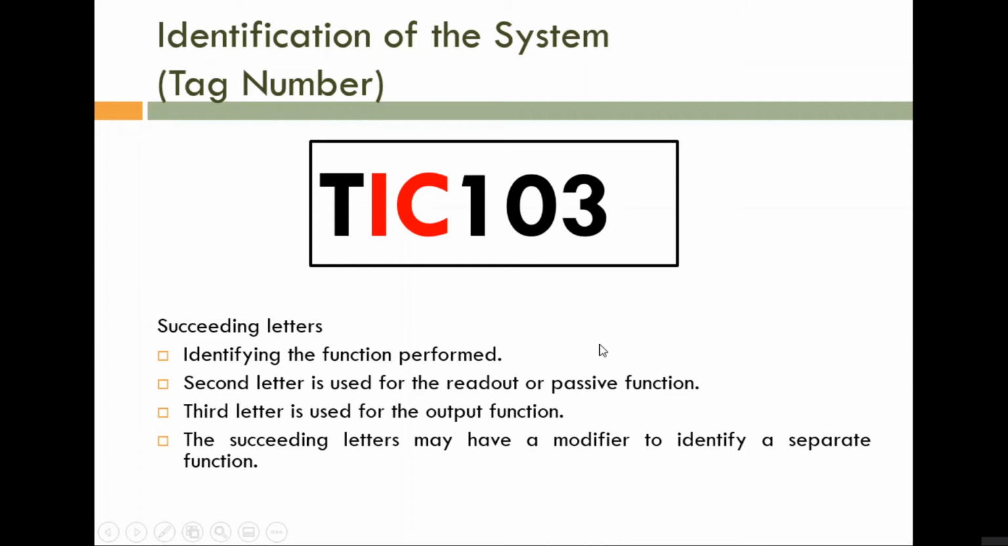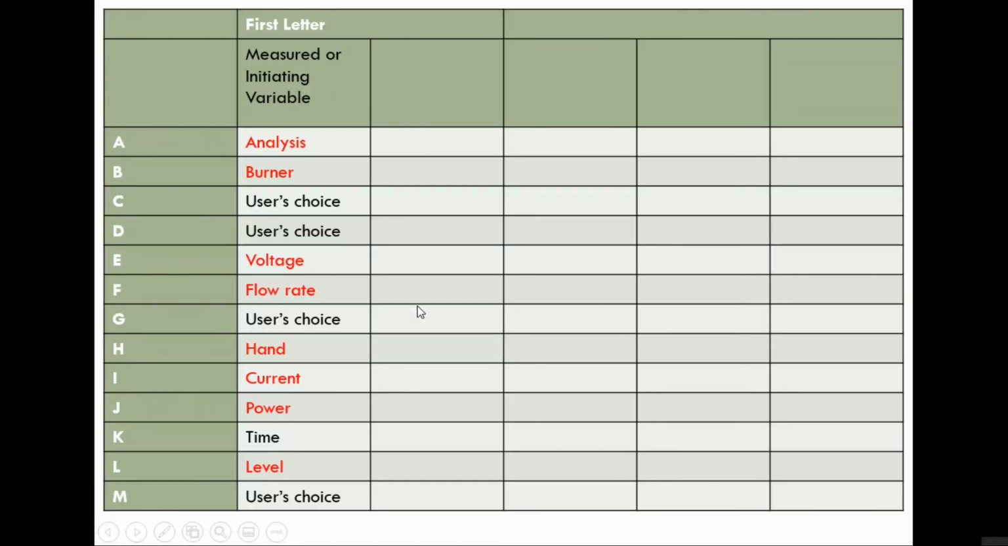So now first we are going to discuss the different first letters, that is, what are the different variables used as first letter. Anyway, we are using characters, so we can use A to Z as the first letter. So how to identify the function? I told you the function is mainly identified by using the first letter. So these are the different letters.